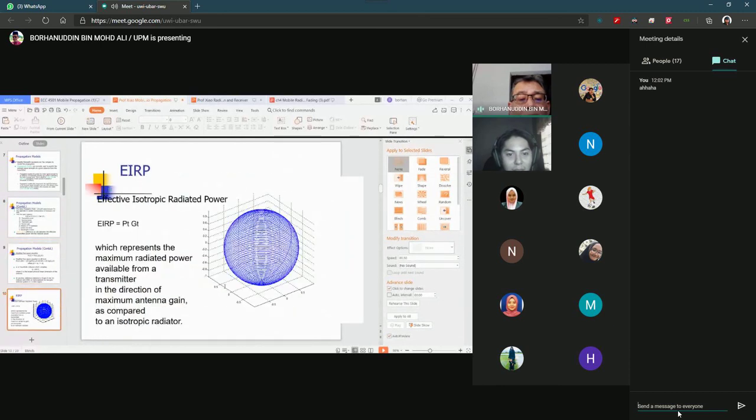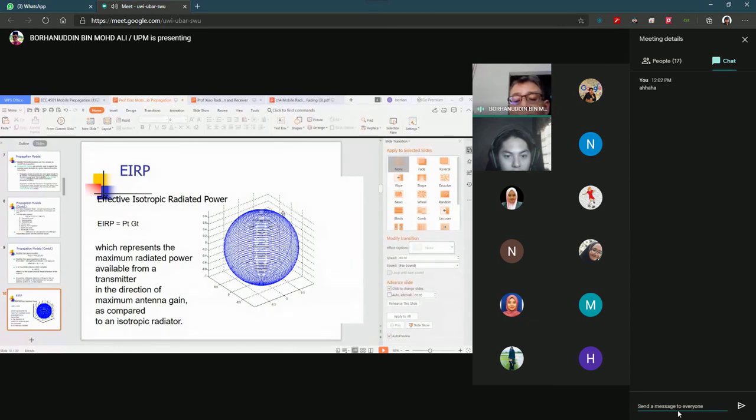So I skip this very quickly. Now, this is the illustration we mentioned about isotropic antenna radiation. It is a sphere like this, which is only theoretical. It is not practical. You cannot really generate this. So all the antennas are referred against this. This is called effective isotropic radiated power.